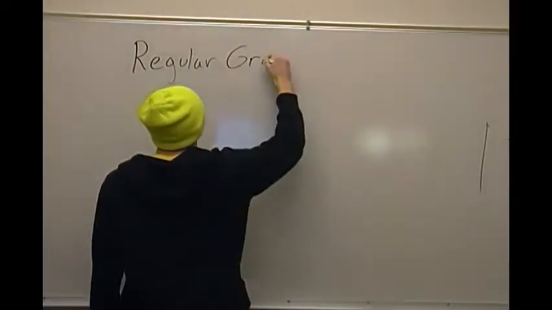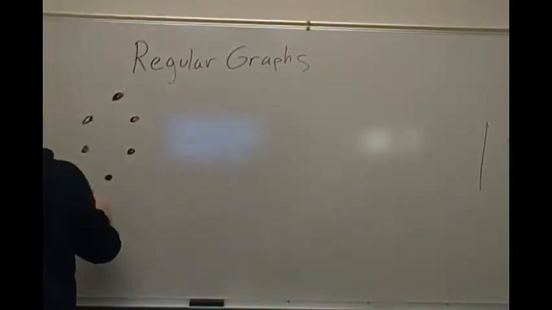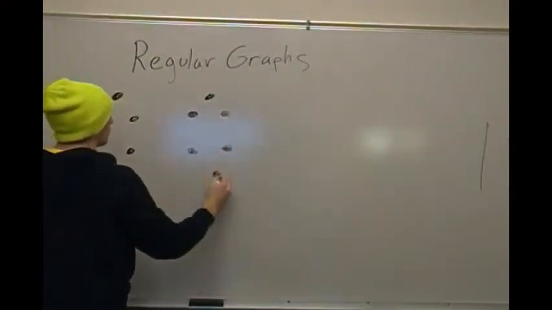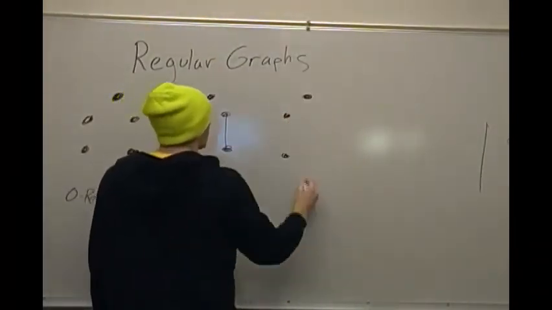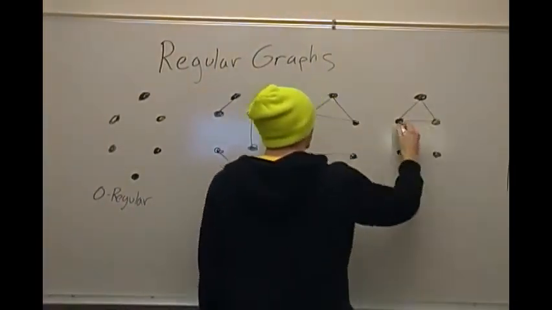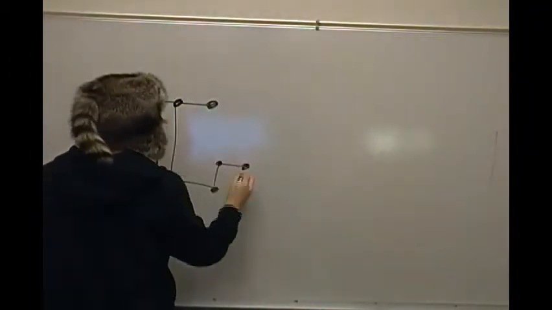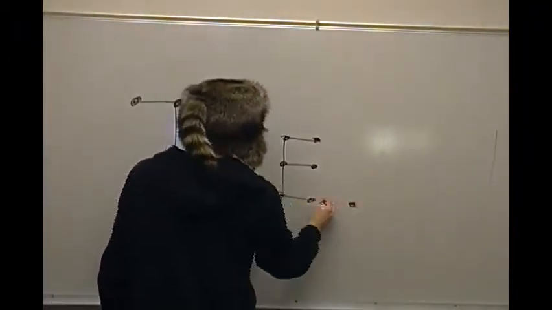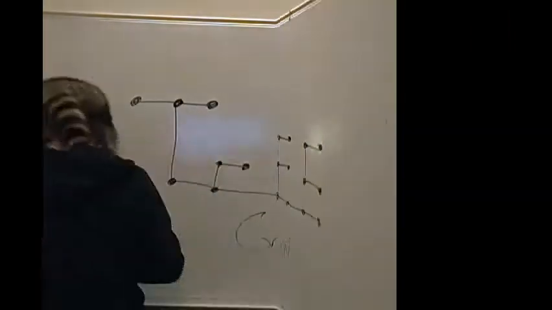Then we have the regular graphs, where every vertex in the graph has the same degree. A 0 regular graph has all vertices of degree 0. A 1 regular has degree 1, 2 regular of degree 2, and so on. We also have the tree graph. It has no cycles and each vertex is connected by exactly 1 edge.